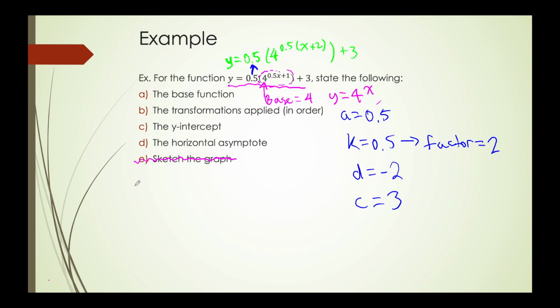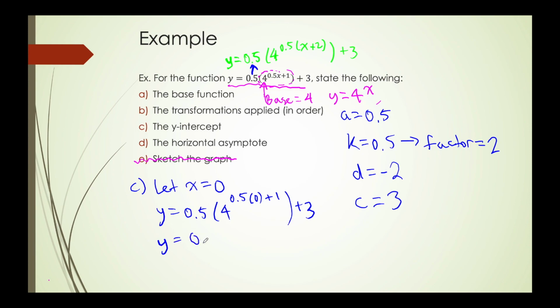What about the y-intercept? So to find the y-intercept, all we need to do is let x equal 0, and then we're going to solve for y. So when we let x equal 0, we end up getting y is equal to 0.5 multiplied by 4 to the power of 0.5 times 0 plus 1, and then we are going to add 3. And keep in mind that I could have subbed in 0 into this form of the equation or this form. It doesn't make a difference at all. So when I go through the work here, I have 0.5 multiplied by 4 to the 0.5 times 0 plus 1. So let's just go step by step.